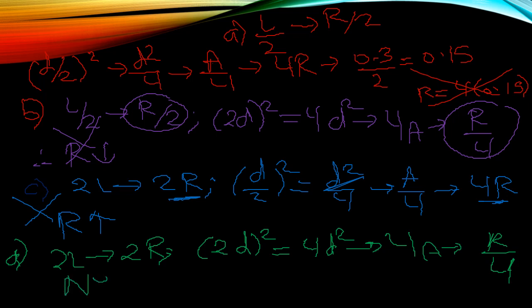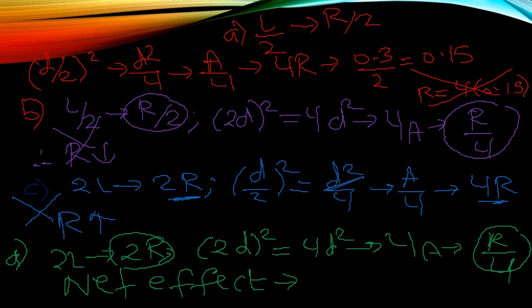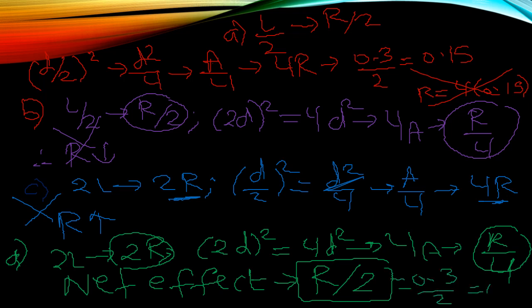So what is the net effect over here? That first my resistance is being doubled and then it's being divided by 4. So I end up with the resistance just being halved from the initial resistance, which basically means 0.3 over 2, which is 0.15. So that makes the correct answer option D. Okay, so option D is the correct answer.